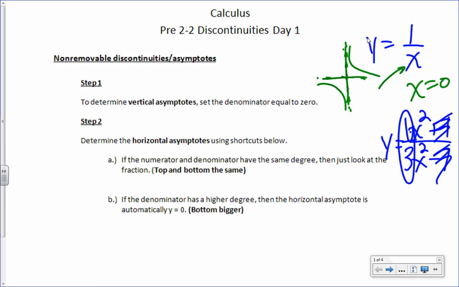And we'll discuss why once we look at a few examples, because that would be a wonderful question at this point. Why does it end up being that? And if the denominator has a higher degree, then the horizontal asymptote is automatically y equals 0. Here is a good example of that. y equals 0 on that one. Again, once we do a few examples, either I will see if you can tell me why these two shortcuts work, or we'll have to discuss it. Any other questions at this point?